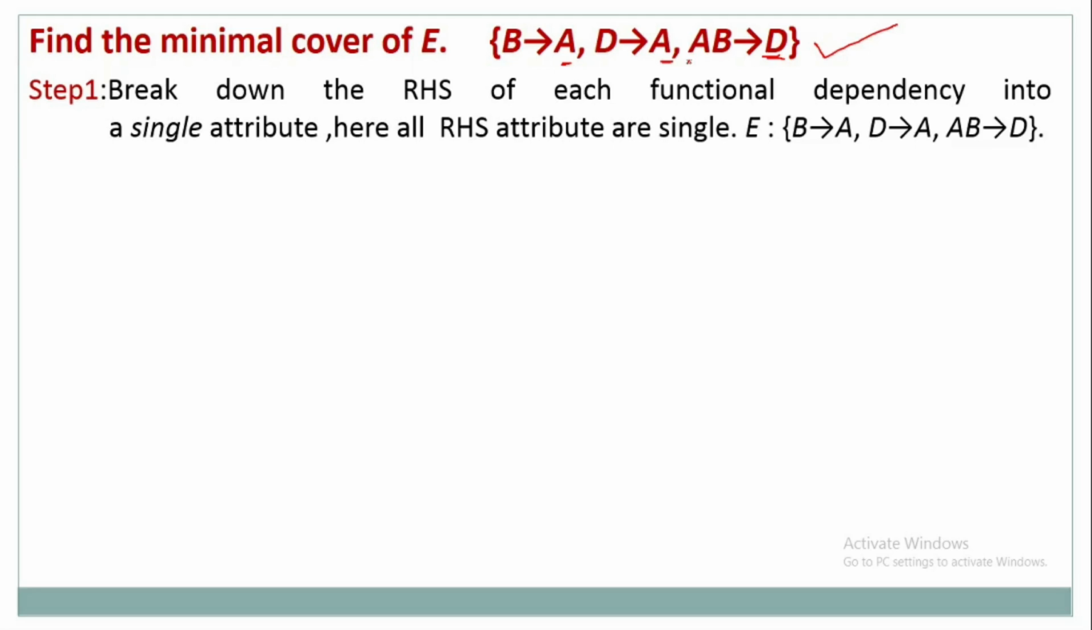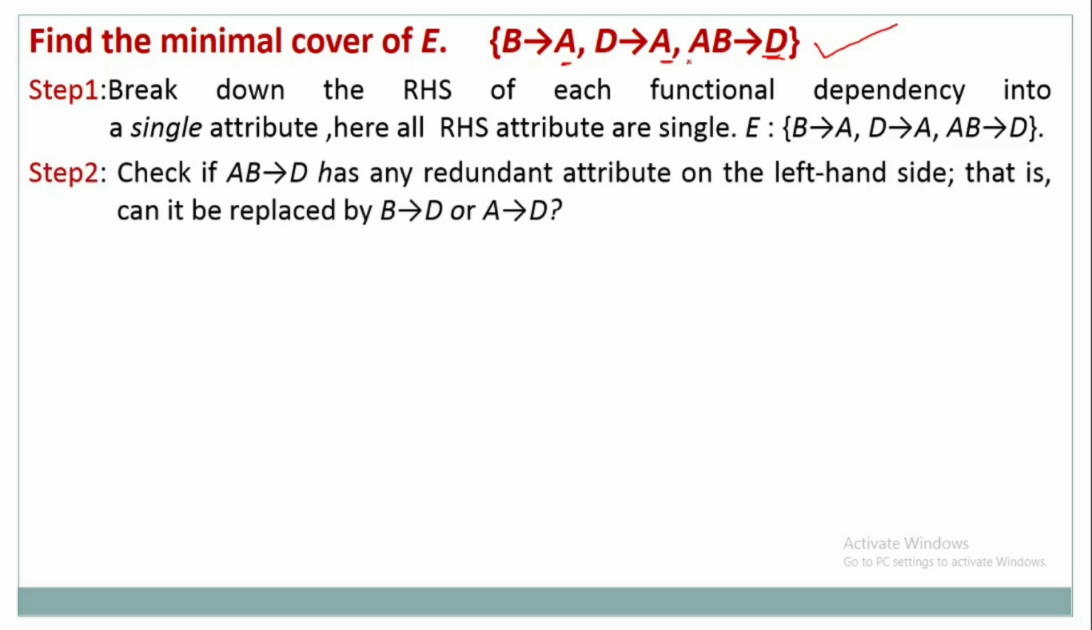In the second step, I'll be concentrating on the left hand side. Here the left hand side B is single, so leave it as it is. Again D is also single, leave it as it is. Here we have AB determines D. So now try to make A determines D or B determines D, to find out whether there is any redundant attribute in these functional dependencies. Check if AB determines D has any redundant attribute on the left hand side, so that it can be replaced as B determines D or A determines D.